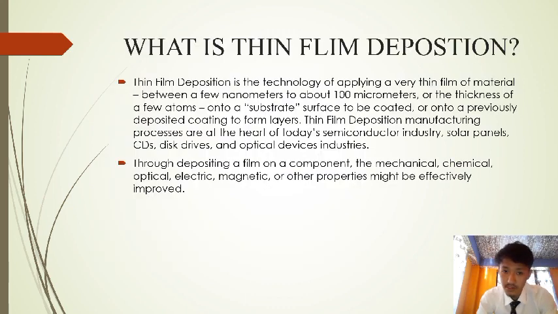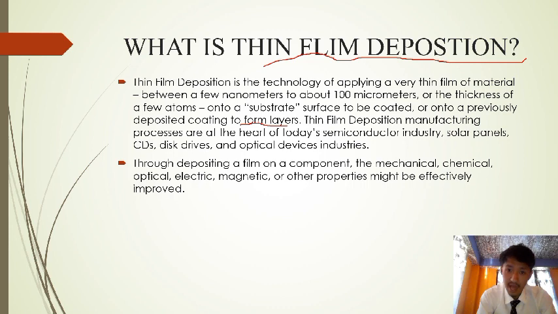Now let us understand the term called film deposition. Film deposition is basically the technology of applying a very thin film of material, between a few nanometers to about 100 micrometers or the thickness of a few atoms, on a substrate. So it is basically the method of applying or coating thin films on a substrate, which could be anything, a rigid object or a metal or crystals, anything, to form layers. So this is a technique which is used to add thin films on a substrate. So that is film deposition.